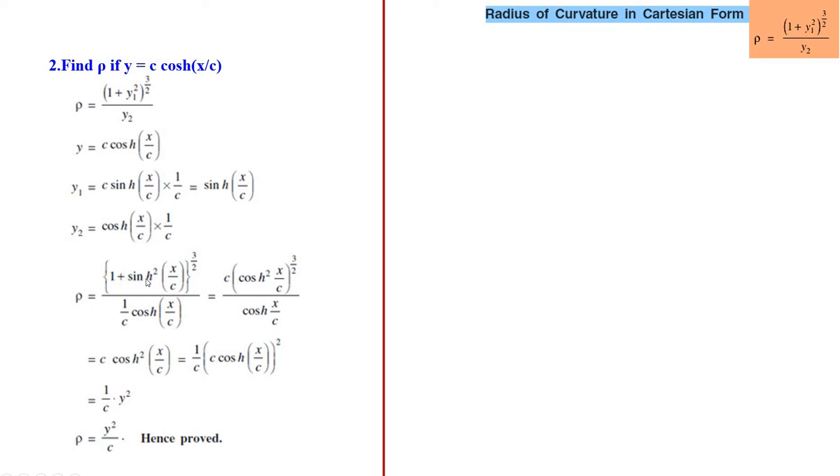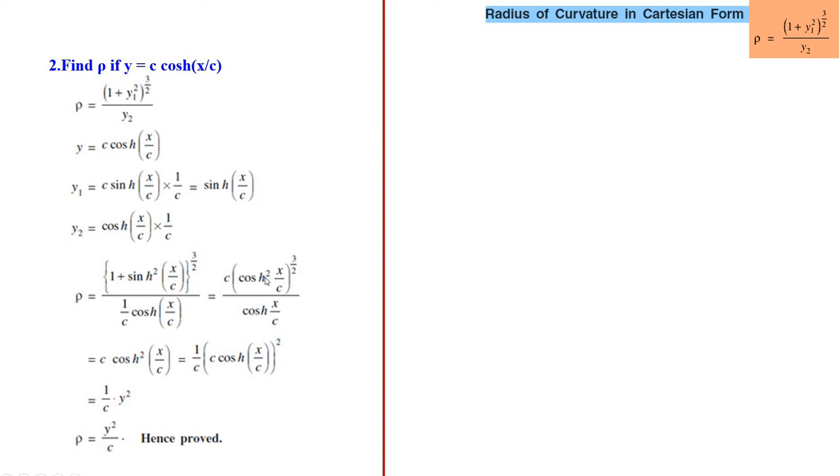So you have 1 plus hyperbolic sine square x by c whole thing raised to 3 by 2 divided by 1 by c hyperbolic cos x by c. This c goes up, and 1 plus hyperbolic sine square is hyperbolic cos square x by c raised to the power 3 by 2, and this is what you have. Cancel out 1 2 and this half, so you have hyperbolic cos square x by c.